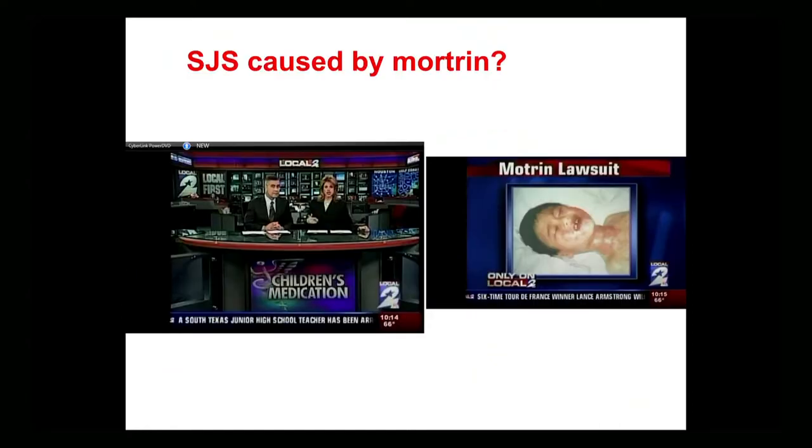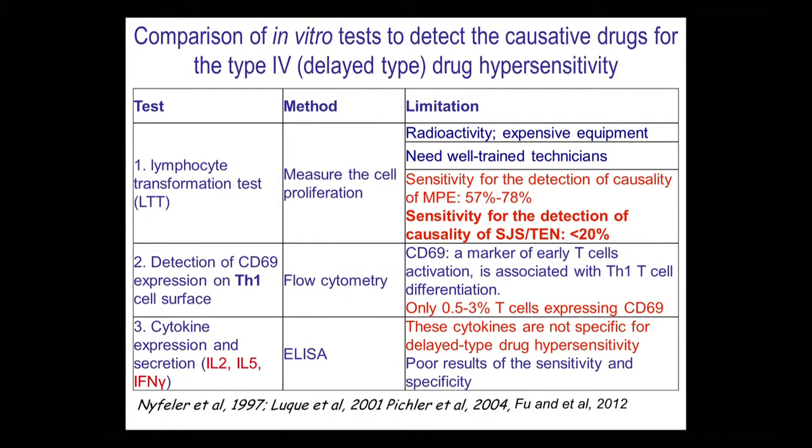The other scientific work we can do to help with Stevens-Johnson syndrome is how we can define the causative drug in addition to clinical assessment. If there is some in vitro test with a specific marker, we can do that. Unfortunately, the traditional in vitro test has very low sensitivity for Stevens-Johnson syndrome. Only less than 20% of patients can be detected by the in vitro test.